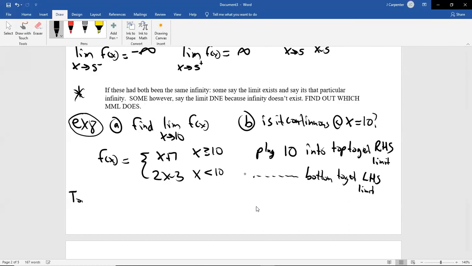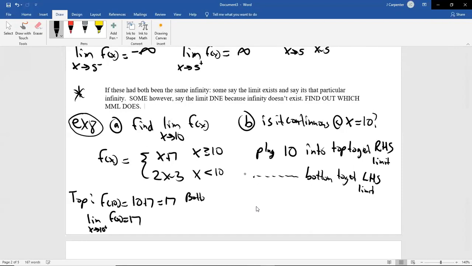So for the top, f of 10 is 10 plus 7, which is 17. So the limit, now that's for numbers bigger than or equal to 10, so that's coming from the right. It says x goes to 10 from the right of our function is equal to 17.